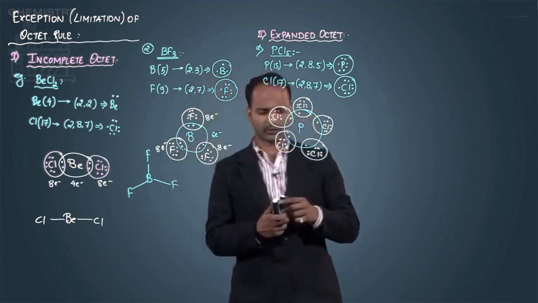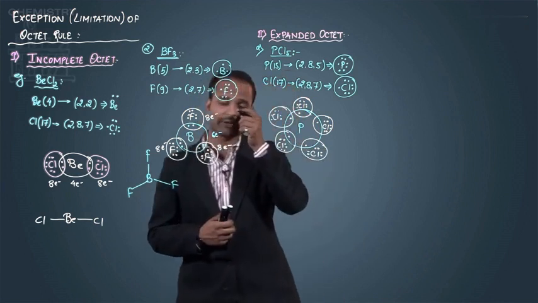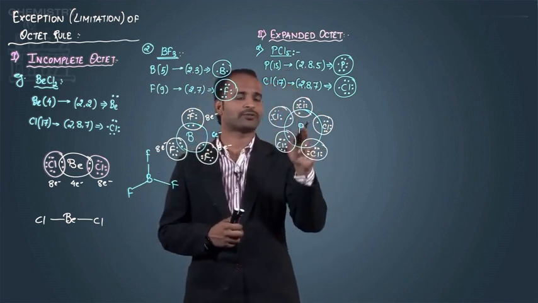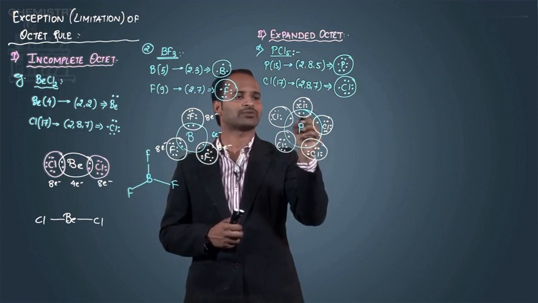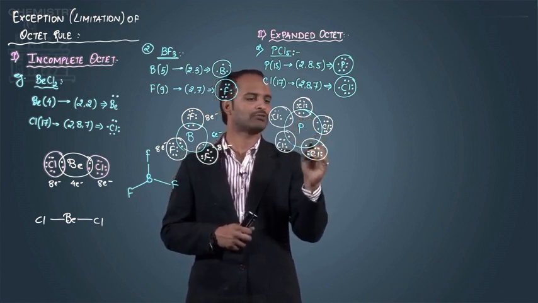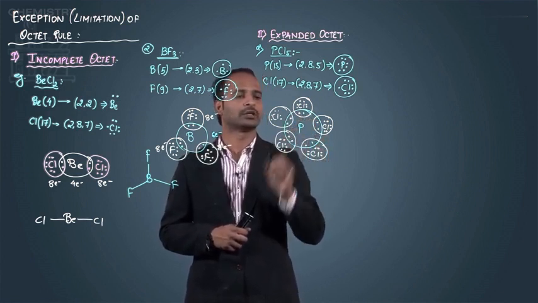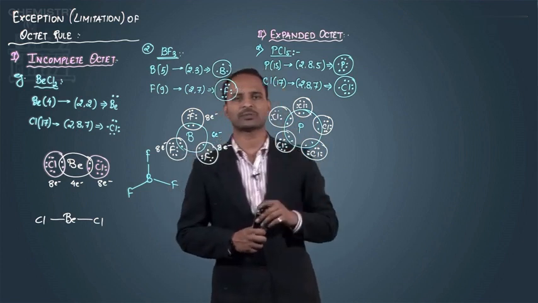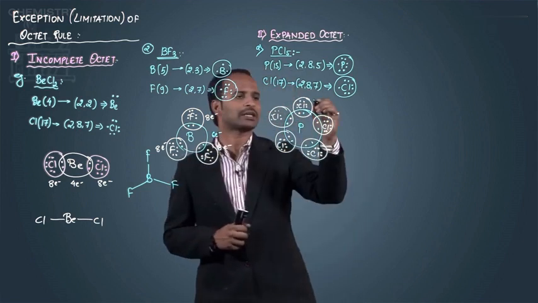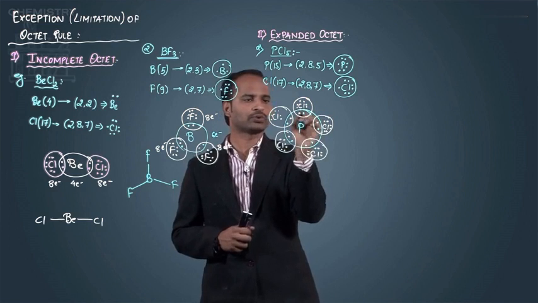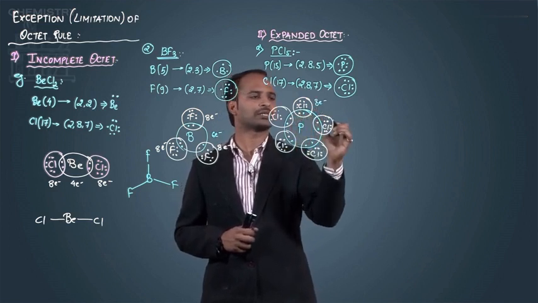Now what about the phosphorus? The phosphorus has 5 electrons in the outermost orbit, and since it is sharing its electrons with the chlorine, at least 1 electron will be shared with each chlorine. So all 5 electrons of the phosphorus have been shared. Now I can count for chlorine: 2, 2, 2, 6 plus 2, 8 electrons. Each chlorine has 8 electrons.